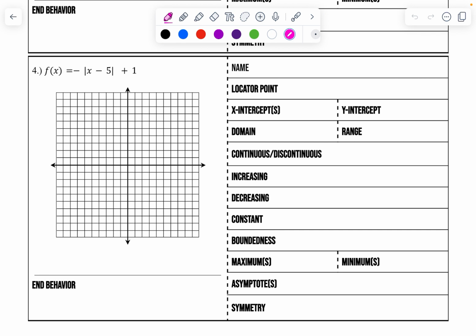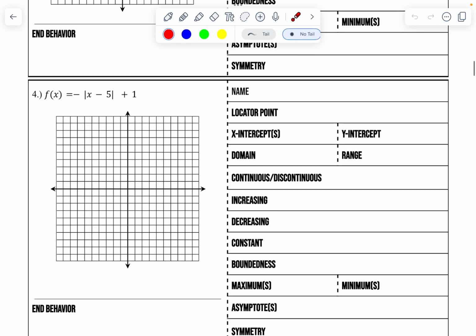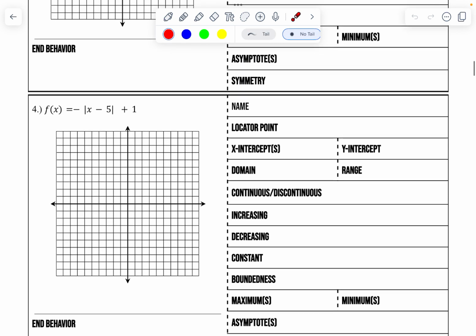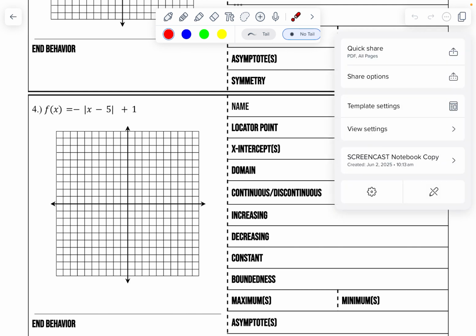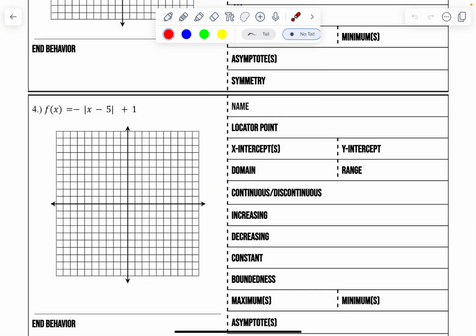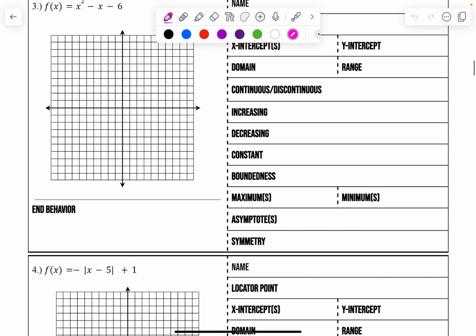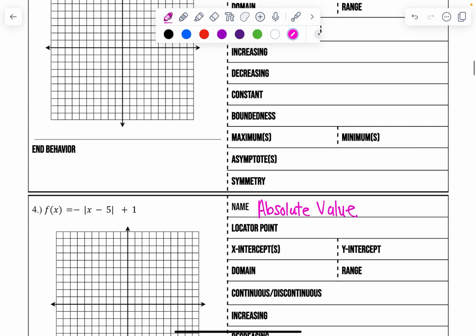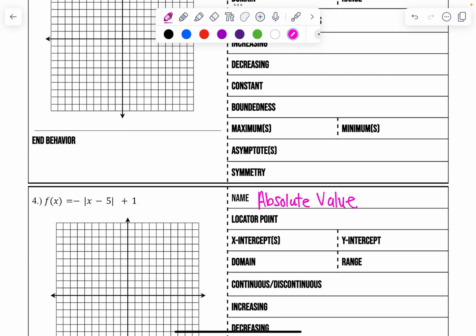So first thing you want to do is take a look at the function, the equation that's given to you, and analyze it for what type of function is it? So when we look at this one, we see absolute value bars around the x, and so we recognize this as being an absolute value function. And so under name, that's what we'll put. Mathematicians aren't super creative, so they just name them after the prominent operation going on.